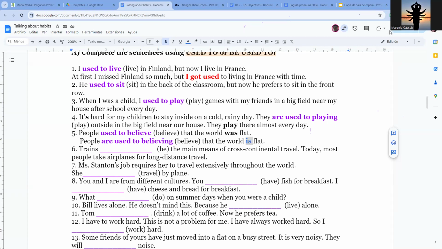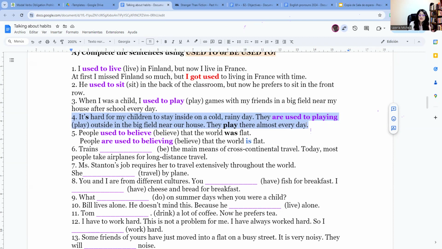Could we review the number 4? Number 4. I think the past habit was playing outside the big field near our house. Yeah. Why do you think it's a past habit? Because now the children have to stay inside the house, and in the past they used to play outside, no? All right. Yeah.